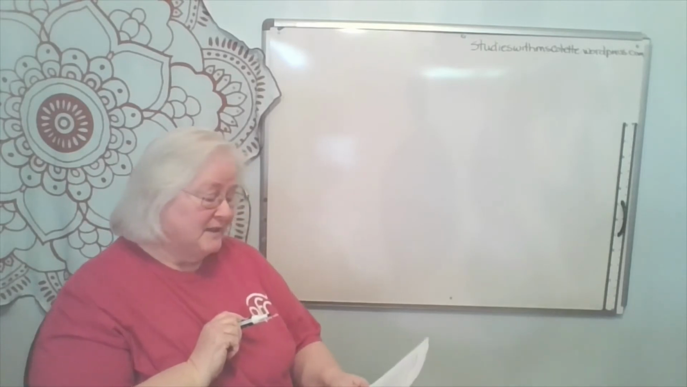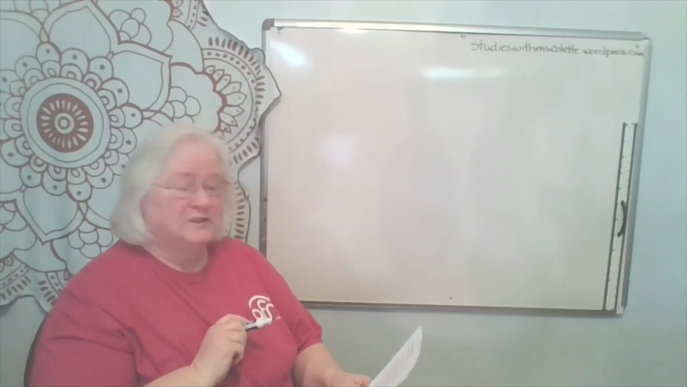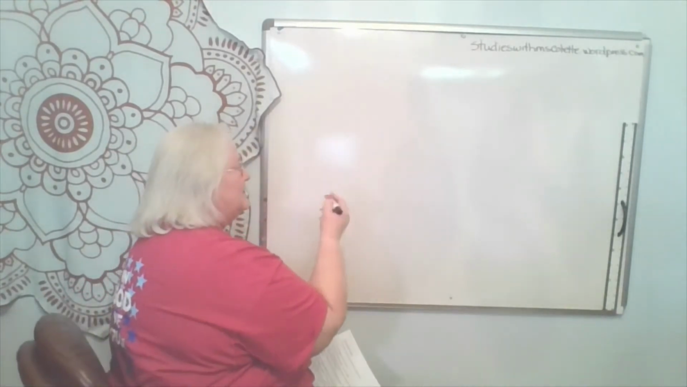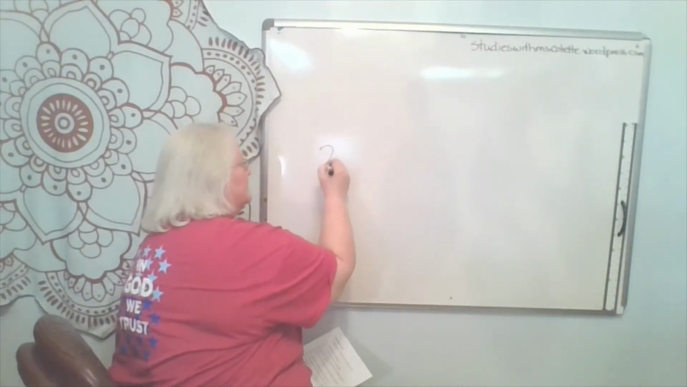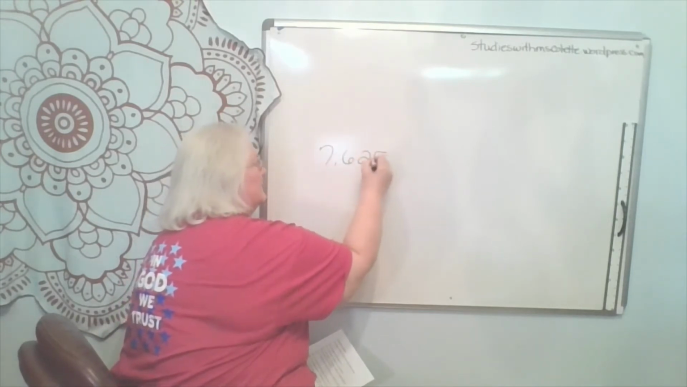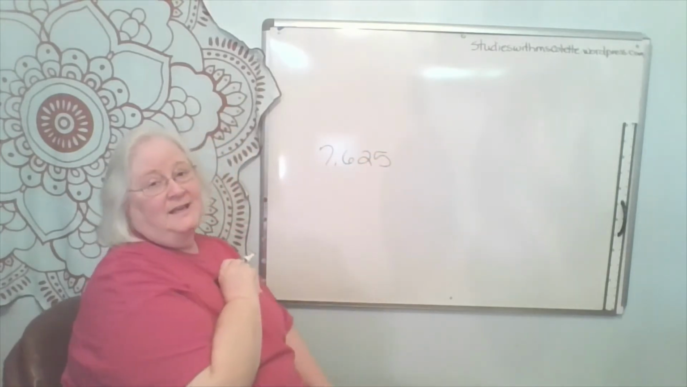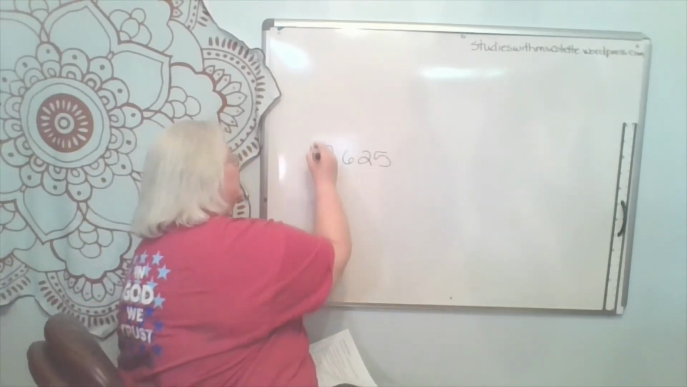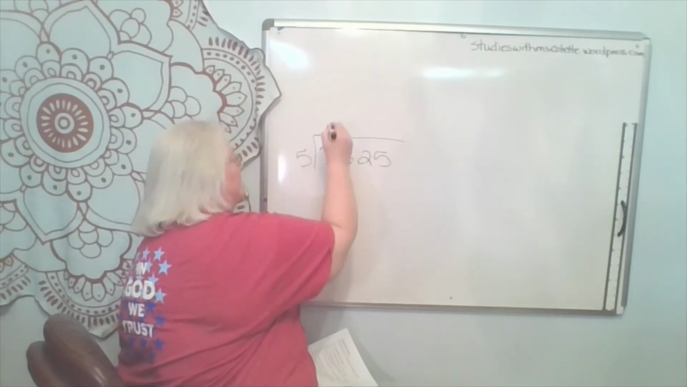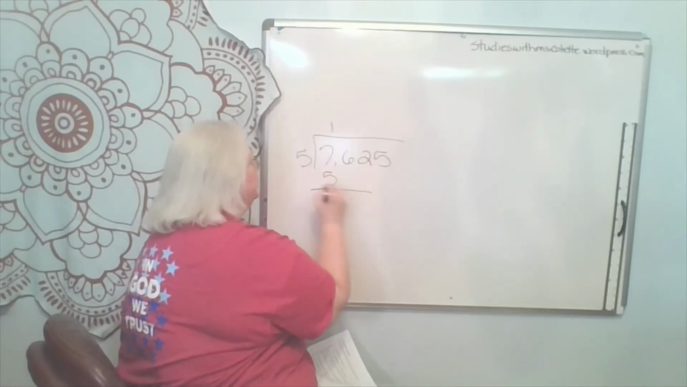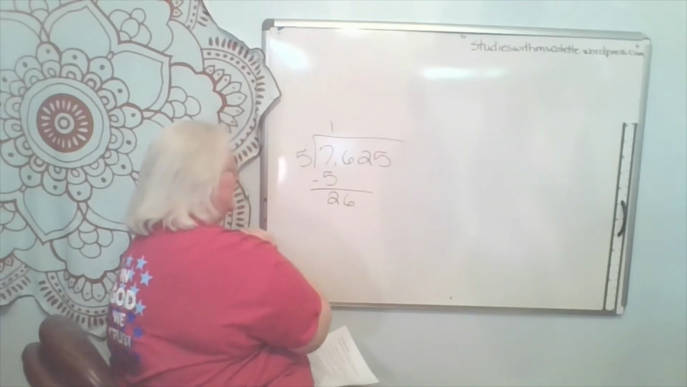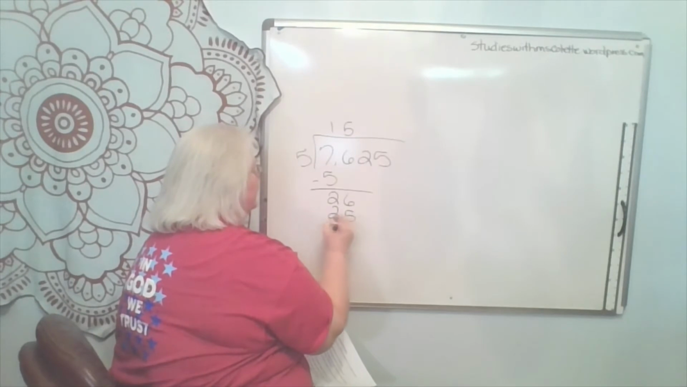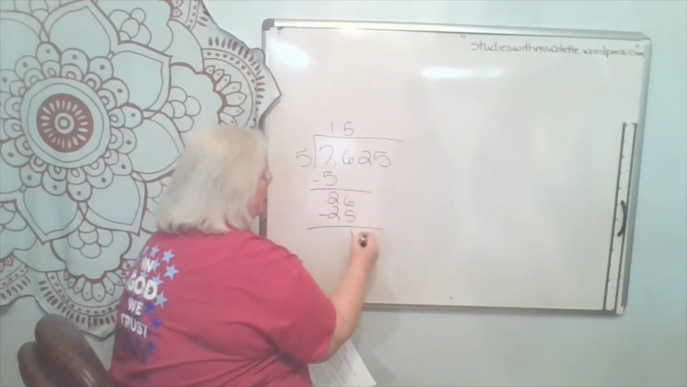Rule number 5 says that if the larger number ends in the digit 5 or 0. Now, most of you probably know this, that any number that ends in 5 or 0 is divisible by 5. So let's check it. It'll go into it 1 time. We'll subtract, bring down the next number. It'll go into it 5 times. 5 times 5 is 25.